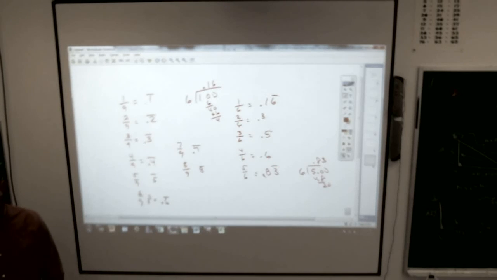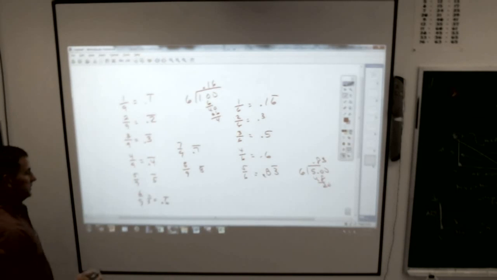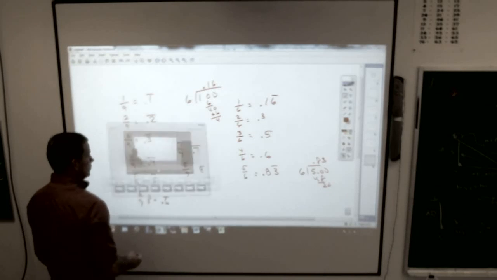The 8ths don't repeat, so you don't have to worry about those. The 5ths don't repeat. 7ths we don't worry about, they get a little goofy. And that should probably get you to the place where you need to be. Welcome to the wonderful world of repeaters.